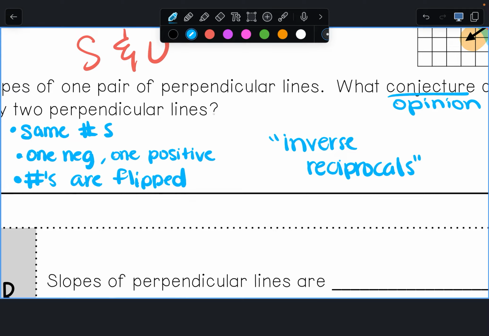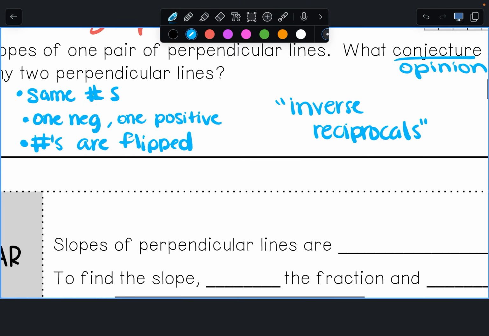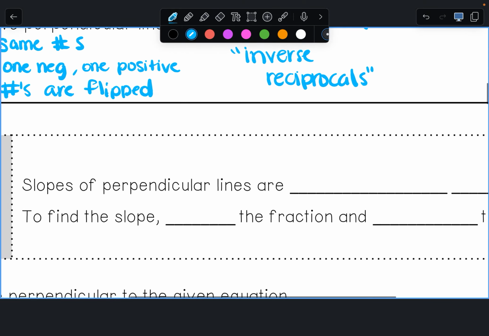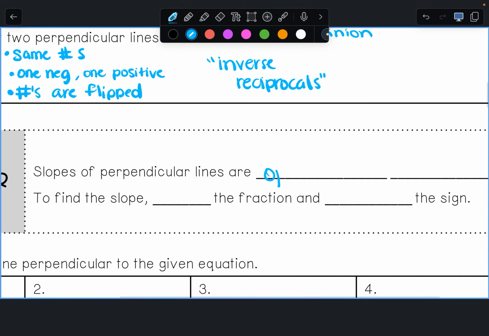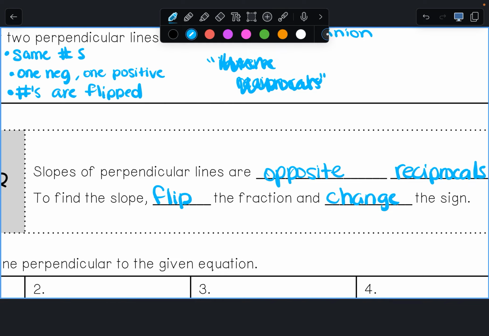Because we're going to learn an acronym to help us remember what to do with the slope of a perpendicular line. Slopes of perpendicular lines are also known as opposite reciprocals. To find the slope, what you have to do is flip the fraction and change the sign. Flip the fraction, change the sign.